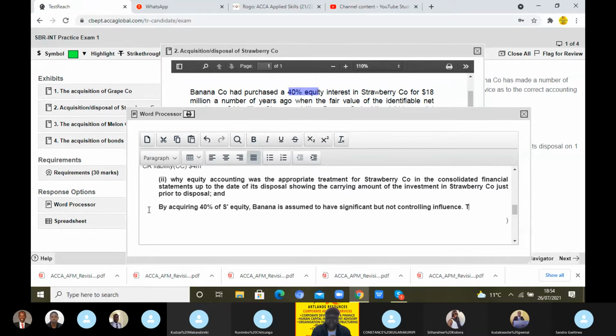This is evidenced by power to appoint 1 out of 5 Strawberry's directors. That's what I'm saying. You know, the reason why I'm putting S is because the spelling for Strawberry, if I'm to write it in full, I will be referring over and over again. So why bother? It's just S's directors.